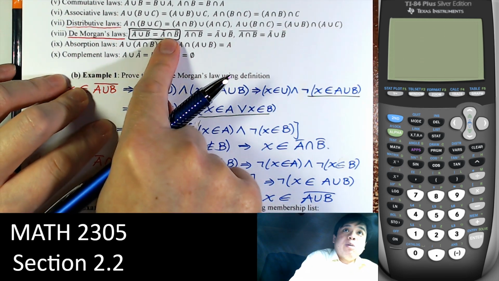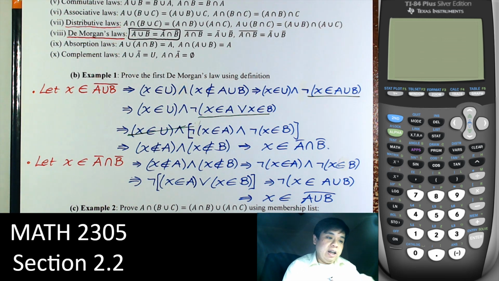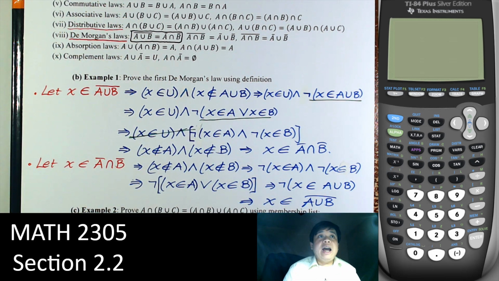So once again we have gone from the left hand side to the right hand side, I'm sorry, right hand side to left hand side, and then left hand side to the right hand side, and with that we can see that they are equivalent, they are equal.